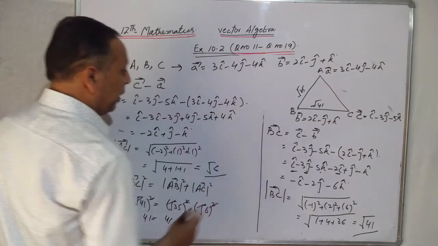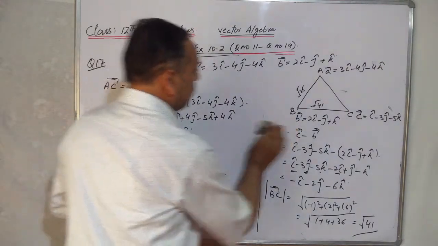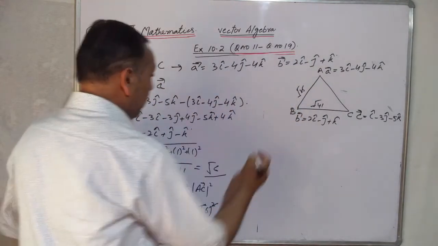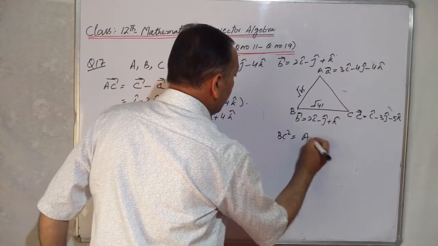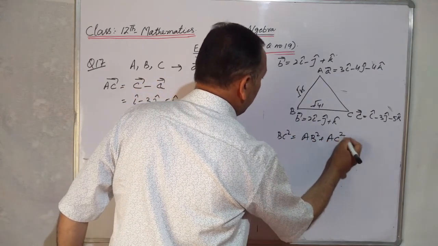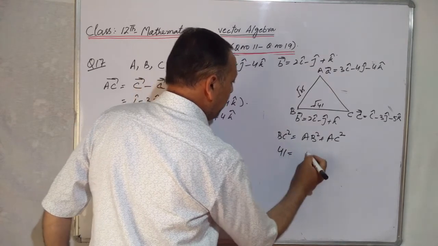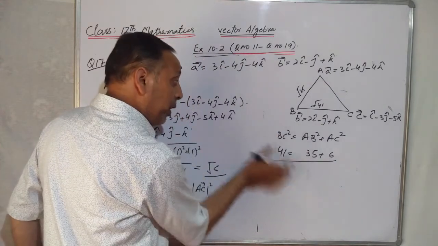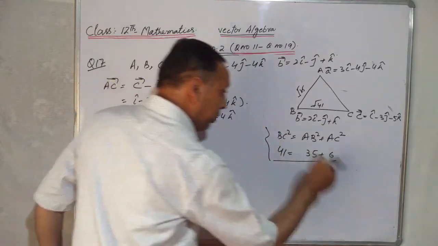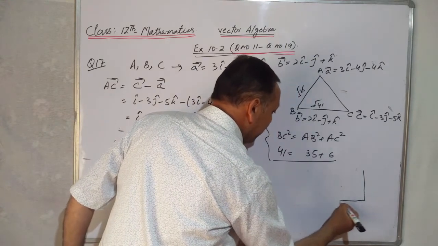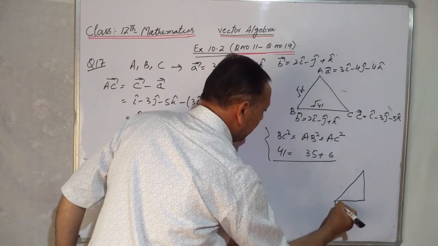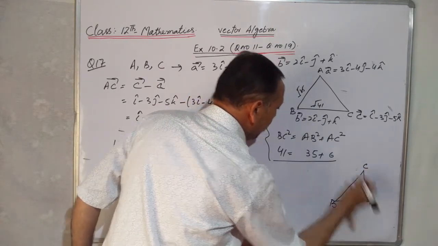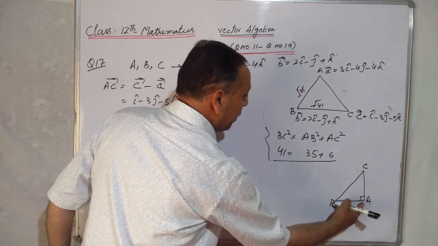It is given here that BC square is equal to AB square plus AC square. This BC square is 41, AB square is 35, and AC square is 6. 35 plus 6 is 41. Therefore, it satisfies Pythagoras' theorem. So that means this right angle triangle will be like this. Here BC is the hypotenuse. A will be the right angle. So this is a right angle triangle, right angle at A.